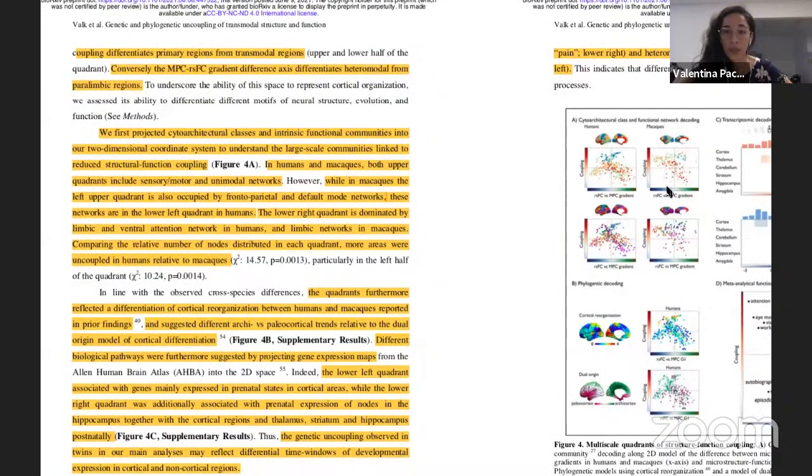And they compared the relative numbers of nodes distributed in each quadrant, and they observed that for humans, more areas were uncoupled when compared to macaques.